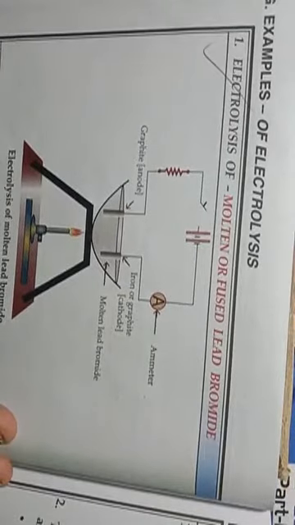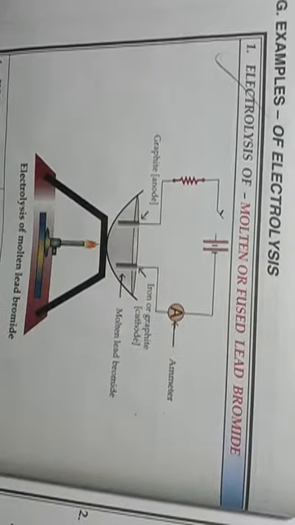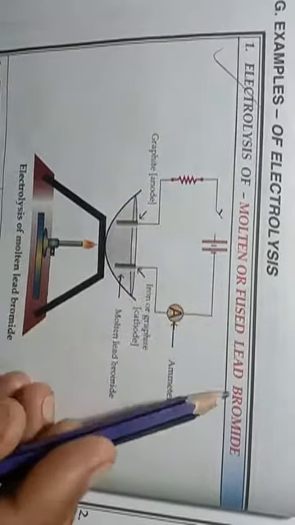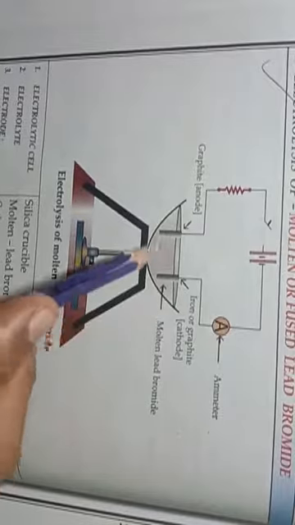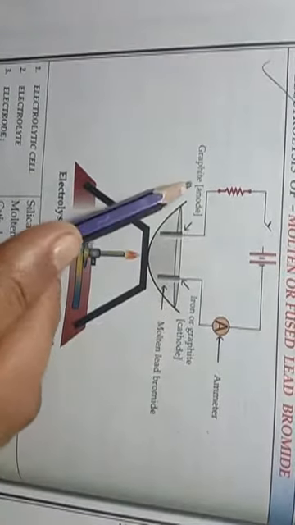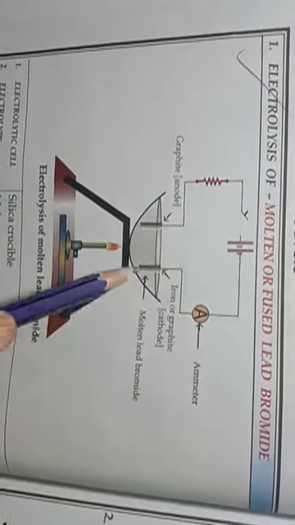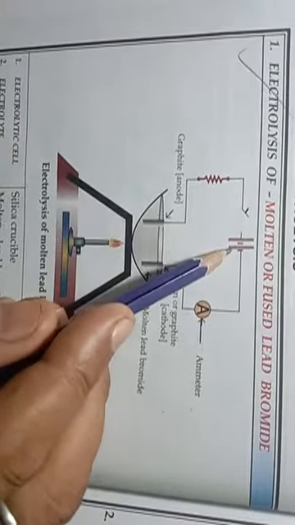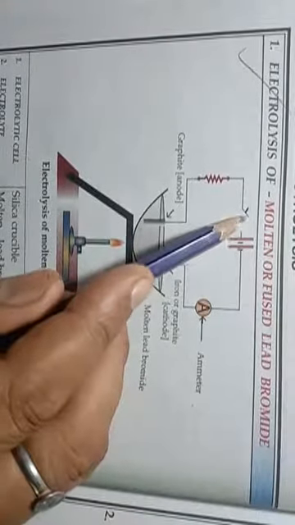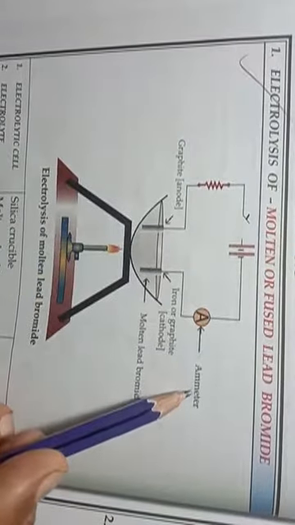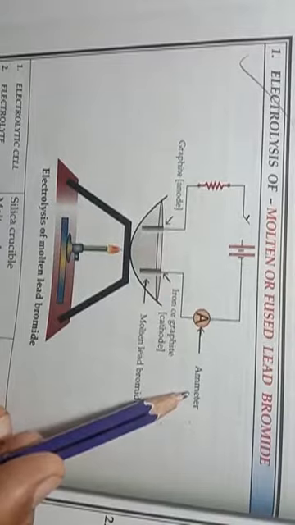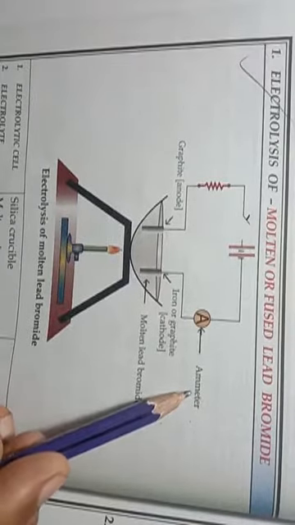Examples of electrolysis. The first example is the electrolysis of molten or fused lead bromide. As you can see here, this molten lead bromide is taken in a porcelain dish. Two electrodes are used, a graphite anode and an iron or graphite cathode. This is the source of electricity, a battery. This is the key or switch. This is the ammeter to check the amount of electricity.